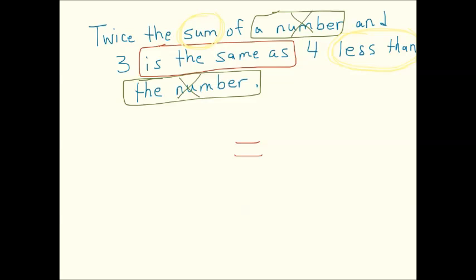The third thing I want to look for is my numbers. So I see the number 2 here. I see the number 3 here. I see the number 4 here. So now I've broken it down into all of its parts. So I'm just going to go from there and write this equation. So it says twice the sum of a number and 3.